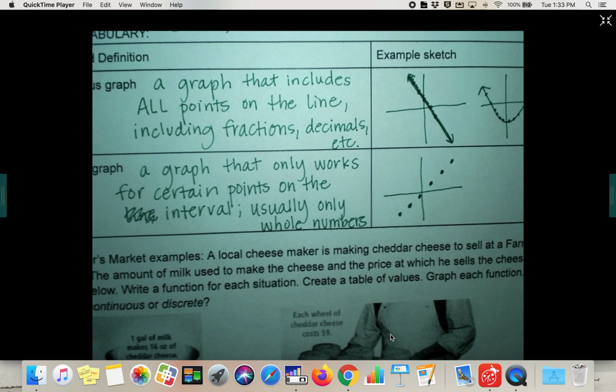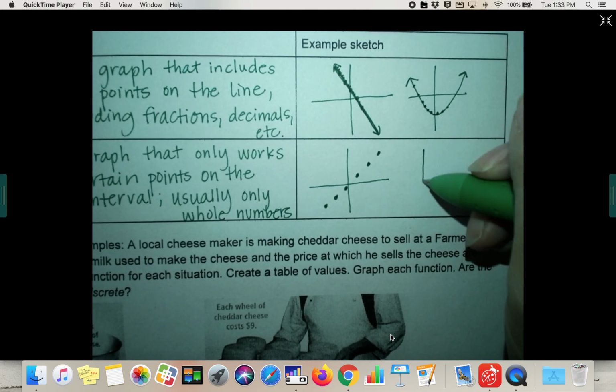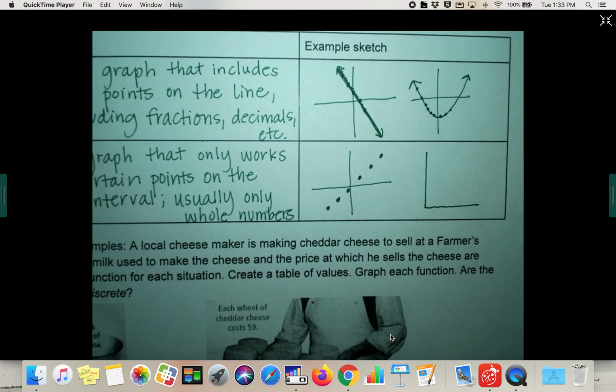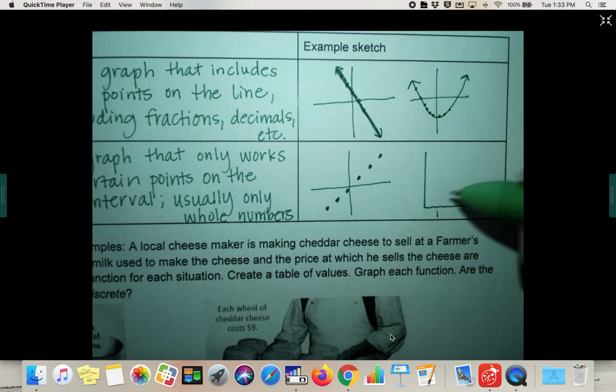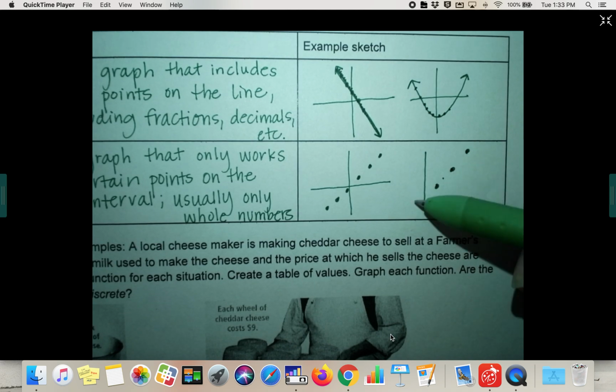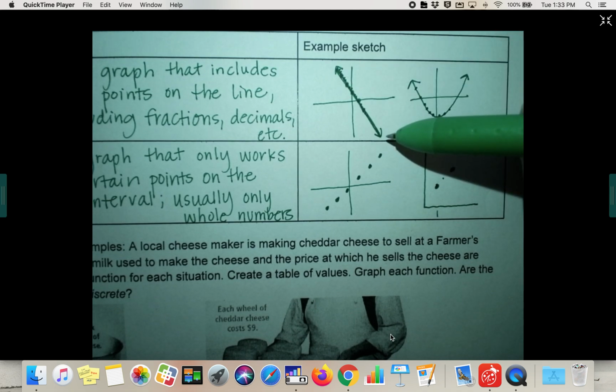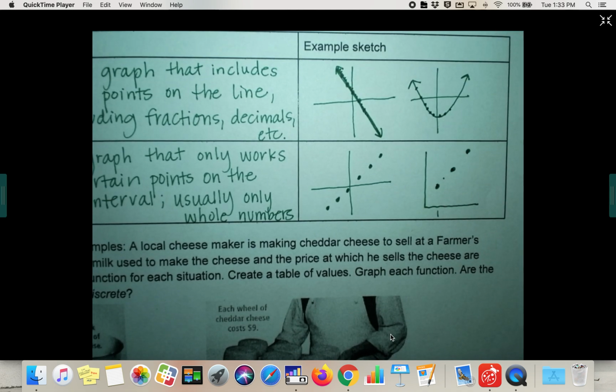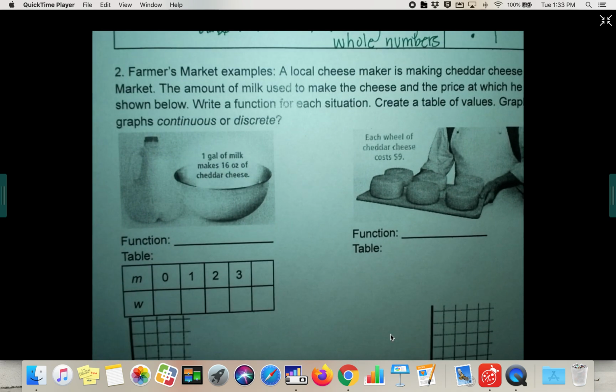And the reason is if I were trying to raise money by selling bracelets. Let's say I'm going to make some bracelets, and one bracelet would make me this much money, and 2 bracelets would make me this much money, and 3 bracelets would make me this much money. I'm not going to sell a half a bracelet. I'm not going to sell one and have somewhere in between. So it doesn't make sense to make a continuous line. So only selling 1 bracelet or 2 bracelets or 3 bracelets. I wouldn't have a continuous line like this. That wouldn't make sense. So discrete is separated out points. Okay, let's look down here at farmers market examples.